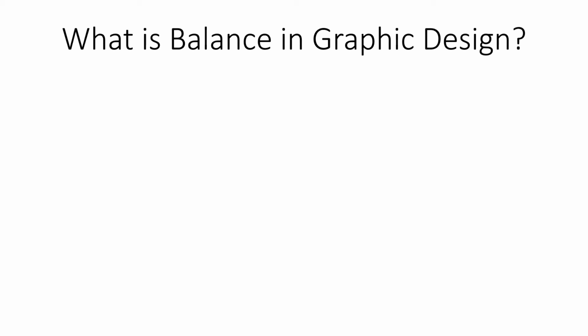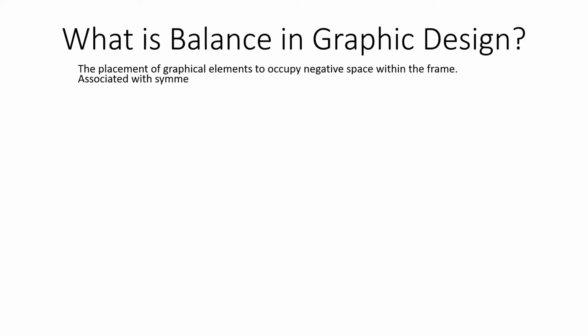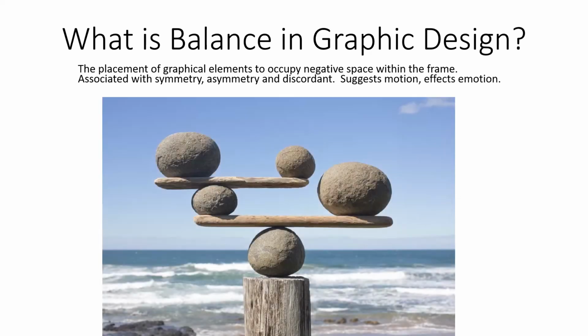Moving on to balance. What is balance in graphic design? And this one, I can guarantee, will be the most fun. The balance has to do with the placement of graphical elements to occupy negative space within the frame. There's 3 forms of balance generally: symmetry, asymmetry, and discordant. And it suggests motion, and balance really affects emotions a lot. So if you look at this graphic, and well, it's actually a photograph, but it's a graphical photograph.